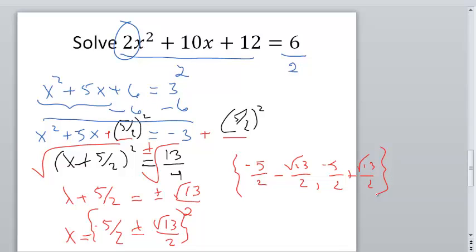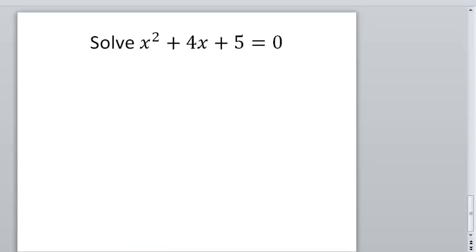Right, to challenge you, I'm going to leave you with this last example. I want you to solve this by completing the square. I've already gotten it so that you don't have a leading coefficient other than 1. And since that leading coefficient is 1, you can just go ahead and start to complete the square. And unfortunately, this does not factor, so that's your only option. And if you do everything correctly, you should end up with a solution that includes imaginary numbers. Good luck.